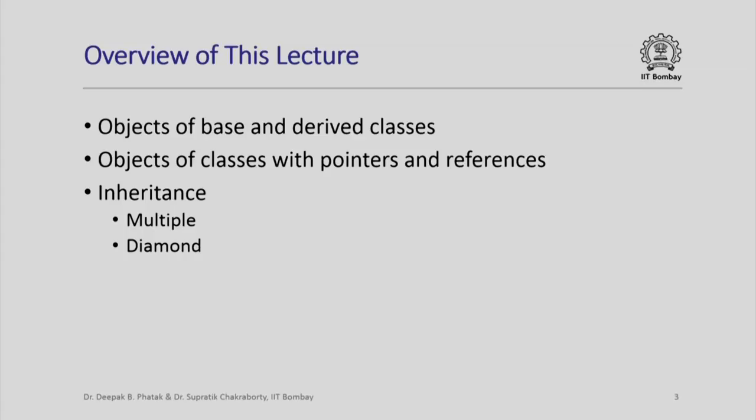In this lecture we are going to look a bit more closely at how objects of base and derived classes are related, what can and cannot be done with them. We will also look at objects of classes with pointers and references, and we will look at some special kinds of inheritance called multiple inheritance and diamond inheritance.